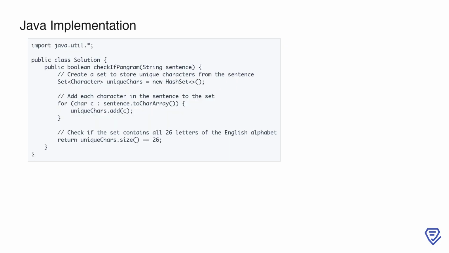This is the Java implementation of the Check if the Sentence Is Pangram problem from LeetCode. The logic mirrors the Python implementation and uses a hash set to collect unique characters from the input string. Since Java requires explicit type declarations, we use a Set<Character> to store the unique characters. The solution then checks if the set size equals 26, indicating that the sentence contains every letter of the English alphabet. This approach is efficient and concise, leveraging Java's built-in collections.